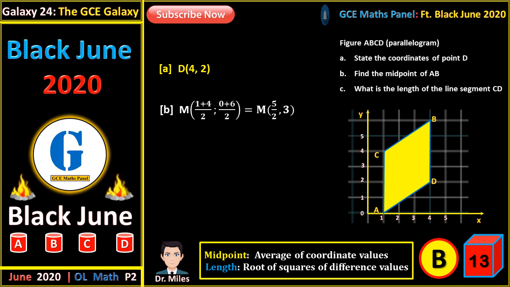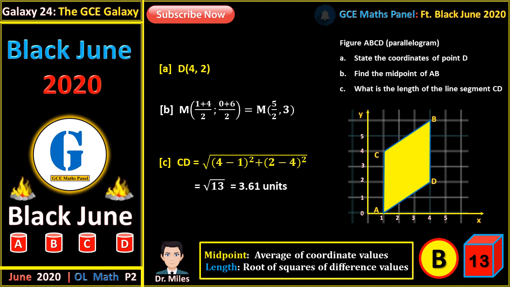The midpoint of AB will be equal to the average values. At A you have (1, 0), and at B you have (4, 6). So that gives us those values for the midpoint. And CD is equal to, using the right angle triangle, you have the coordinates of C and D, and from coordinate geometry, you obtain the value to be root 13, which is 3.61 units.